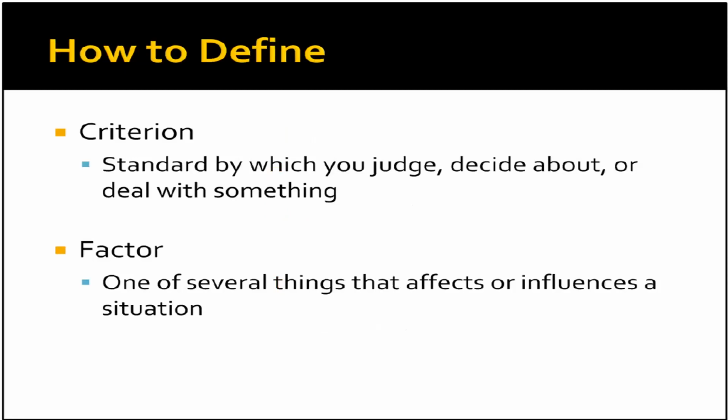As a part of understanding what success might mean to different groups, you want to look at your project outcome measures not only as either project or deliverables, but you also want to consider another type of categorization: whether the measure itself is a criterion or a factor. The Cambridge Business English Dictionary defines criterion as a standard by which you judge, decide about, or deal with something. A factor is defined as one of several things that can affect or influence a situation.